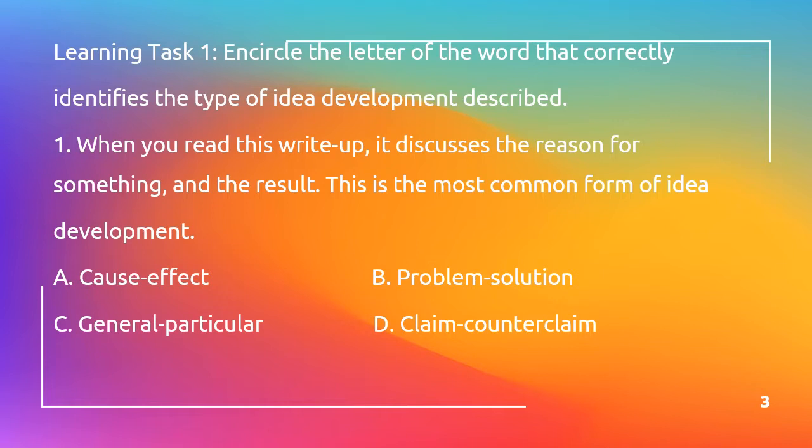When you read this write-up, it discusses the reason for something and the result. This is the most common form of idea development. Just simply write the letter. Is it A, cause effect, B, problem solution, C, general particular, or letter D, claim counterclaim?